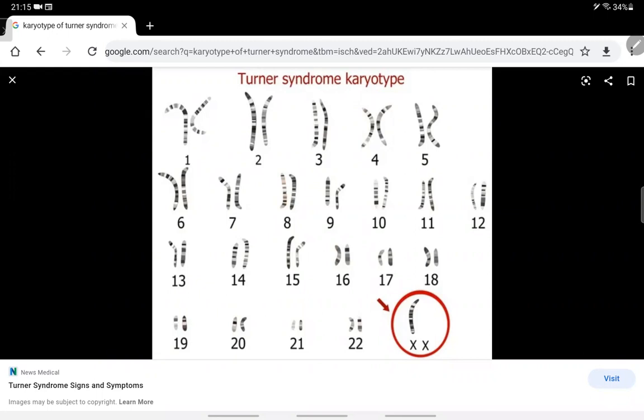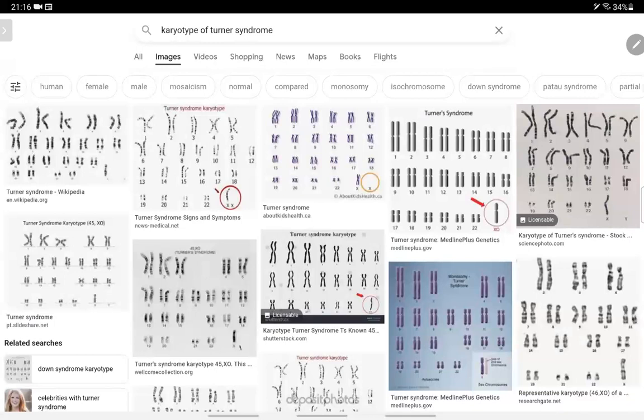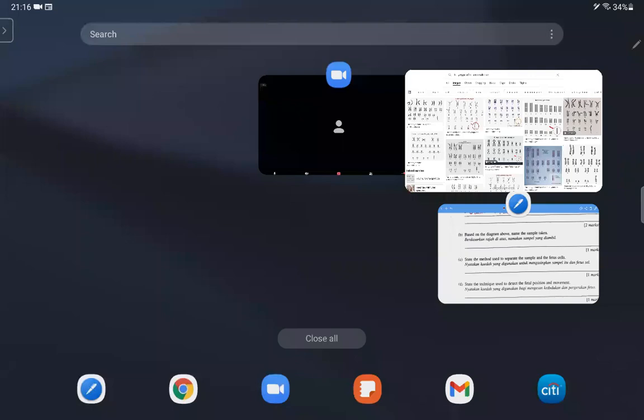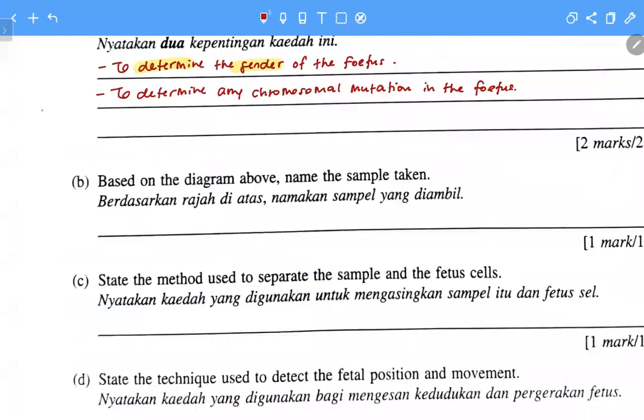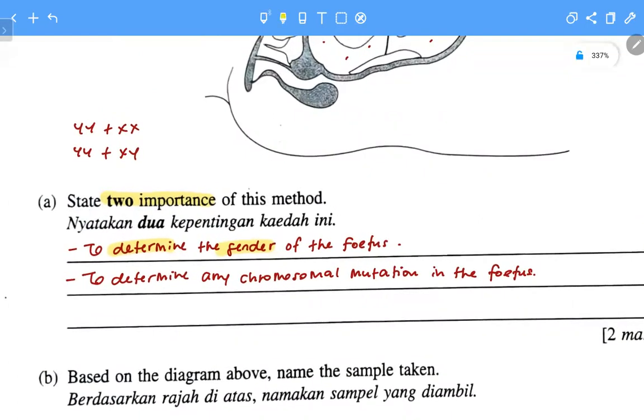All right. So when you have a lack of X chromosome, chances are this person will experience stunted growth, and possibly the person will die at a very young age. I would say it's one of the main symptoms of Turner syndrome. But like I said, the purpose of this is to look into the chromosomes and see whether you are okay or not in terms of karyotype. Of course, there are many others, so I'll show you some examples. So again, the importance of this method is to determine the gender of the fetus and also to determine any chromosomal mutation in the fetus.